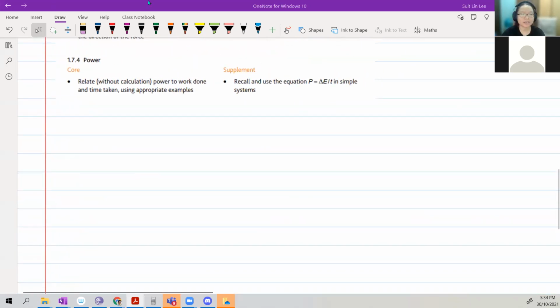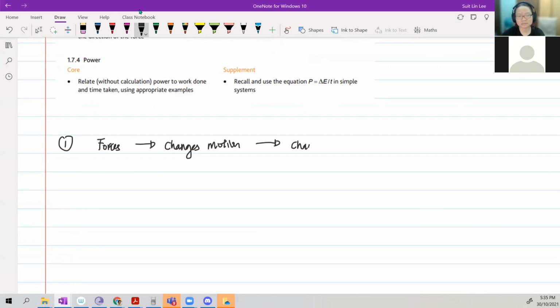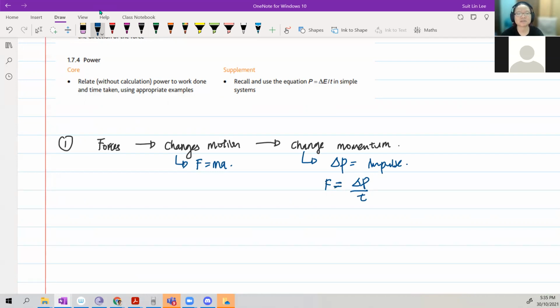Number one, in the big picture that we have done so far, because we are dealing with forces, we know forces do a few things. For example, they change motion, meaning they change momentum. And then, because we change momentum, we got F equals ma. But also change in momentum, which is impulse. So force is also change in momentum over time. We spent some time in this region.